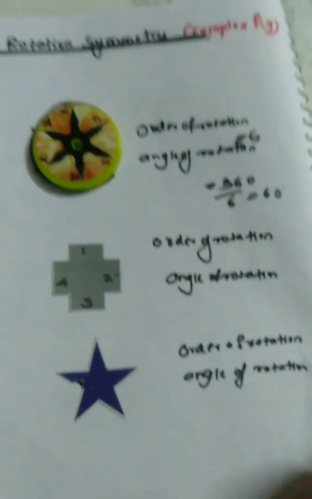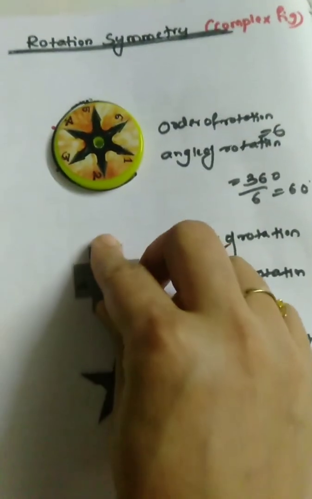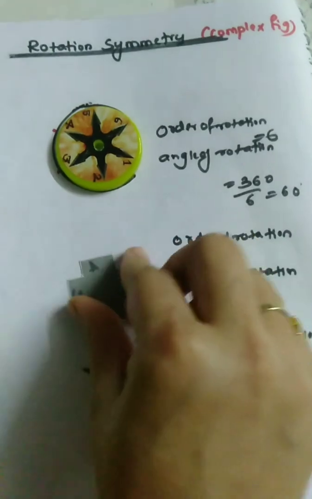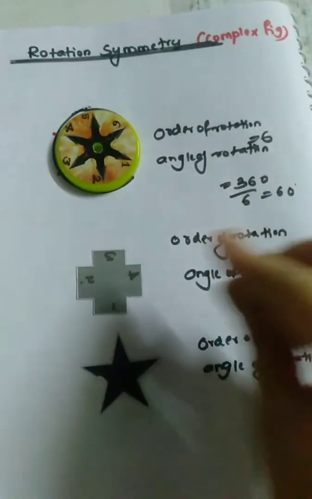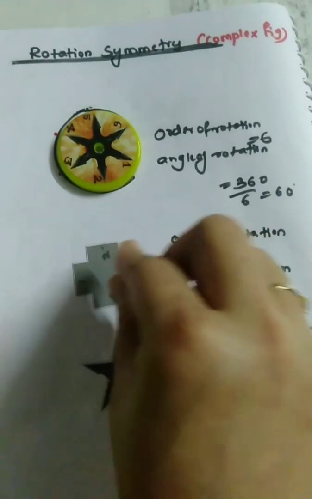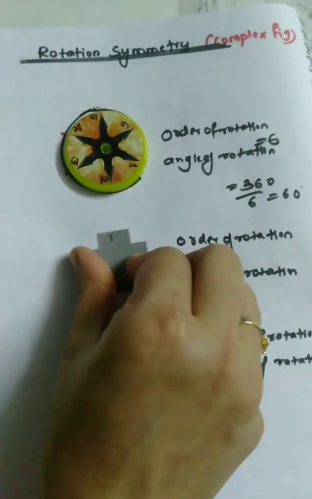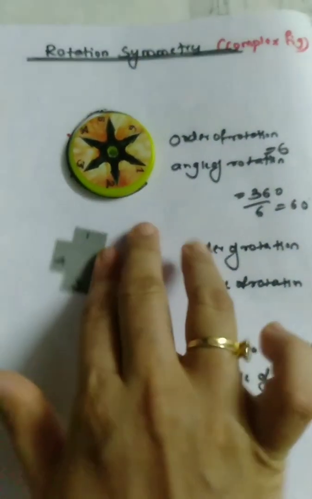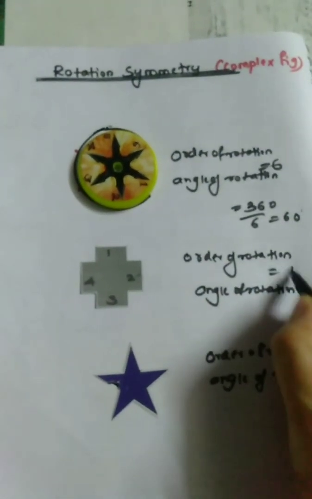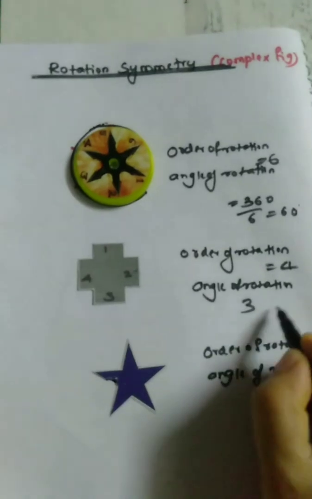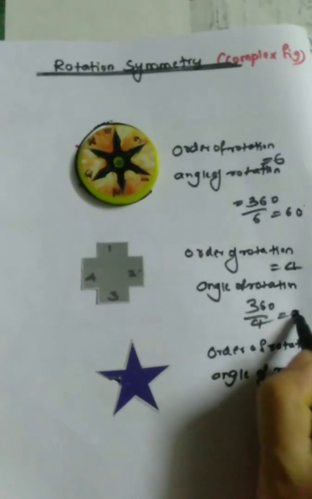Next, let us take this figure here, again the same thing. Here, with one rotation, the figure looks the same. Similarly, I can give one more rotation, the figure looks the same. Similarly, I can give a third rotation, and a fourth rotation, and the figure looks the same. So the order of rotation is 4, and the angle of rotation is 360 divided by 4, which is 90 degrees.